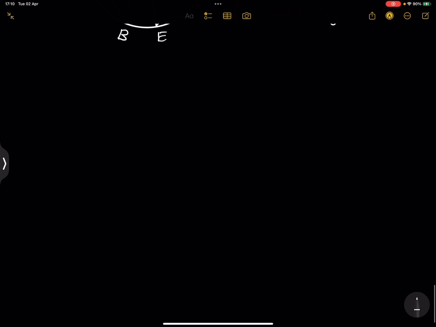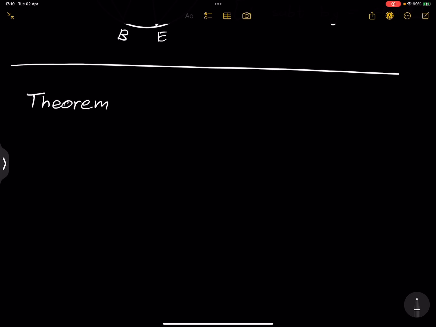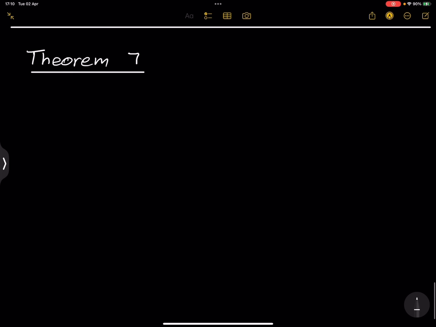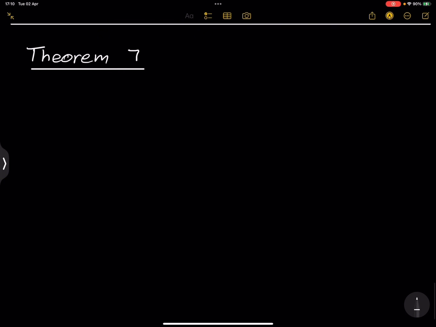Right, and now we go to the very last three. So let's go to theorem 7. We are done with the ones that have to do with the cyclic quad. Now we look at the ones that have to do with tangents. The next three theorems have to do with tangents. Now the first one, let's talk about the very first one.